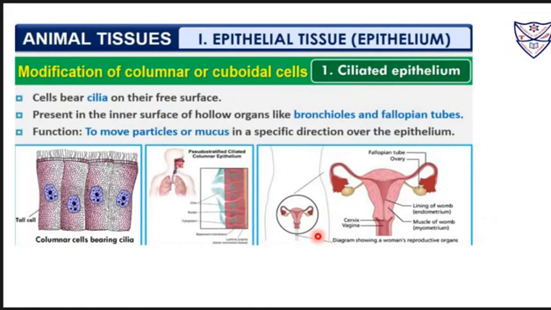Now, there can be various modification of these columnar epithelial cells. They can be ciliated epithelial cells also. That is, they are cells which bear cilia on their surfaces. Cilia are these hair-like structures which you see. They are present in the inner surface of hollow organs like the bronchioles and the fallopian tubes. So generally, the function of the cilia is to remove particles or mucus in a specific direction so that the body does not suffer from any type of infection.